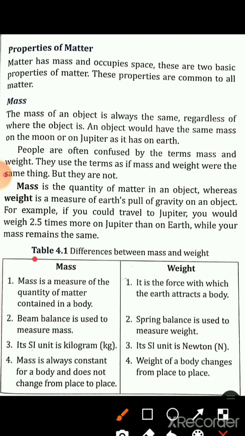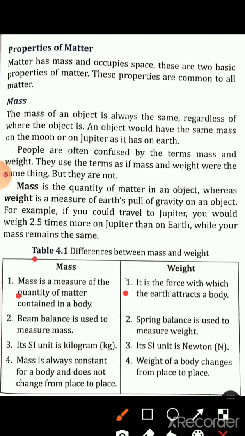So on page number 55 there is written differences between mass and weight. There is given a table. First one, mass is a measure of the quantity of matter contained in a body. As I have told you, mass measures how much quantity of matter that body contains, whereas weight is the force with which the earth attracts a body. That means how much force is needed by which earth attracts that body.